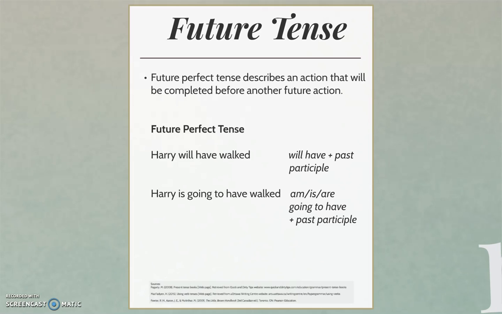Future perfect tense describes an action that will be completed before another future action. For example, Harry will have walked 6 blocks before he takes a break, or Harry is going to have walked 6 blocks before he takes a break. You can remember the future perfect like this: will have plus the past participle, or am or is or are going to have plus the past participle.